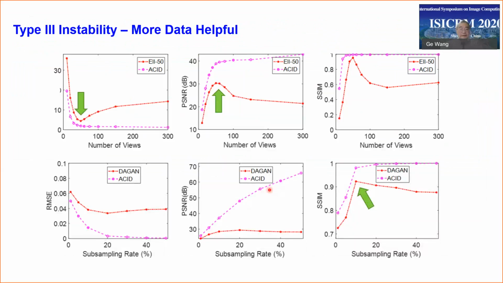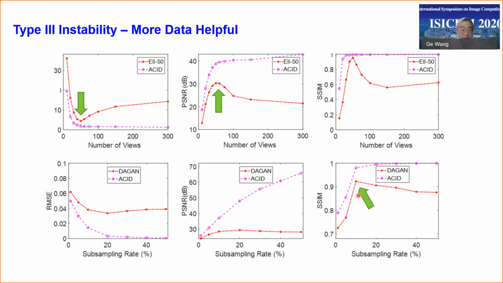The third type of instability talks about when you get more data, network performance could decrease. If you trace this right curve, you get a dip, you get a peak. All these indicate performance is optimized at this point where the network got trained. So you get a better result.